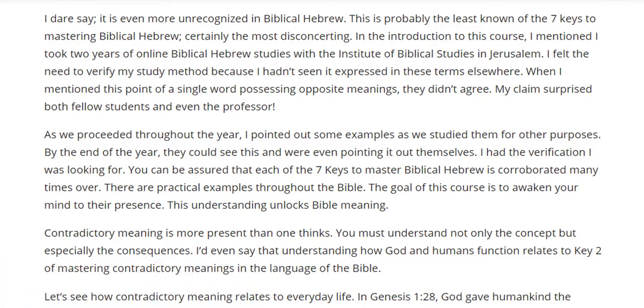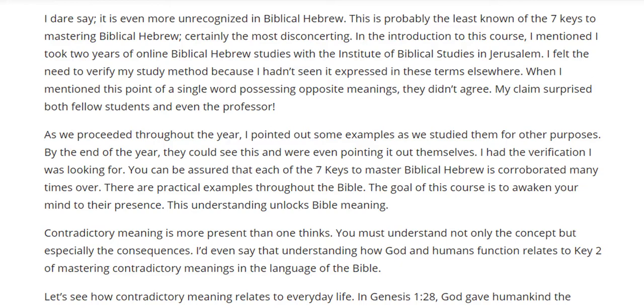I felt the need to verify my study method because I hadn't seen it expressed in these terms elsewhere. When I mentioned this point of a single word possessing opposite meanings, they didn't agree. My claim surprised both fellow students and even the professor. As we proceeded throughout the year, I pointed out some examples as we studied them for other purposes. By the end of the year, they could see this and were even pointing it out themselves. I had the verification I was looking for.